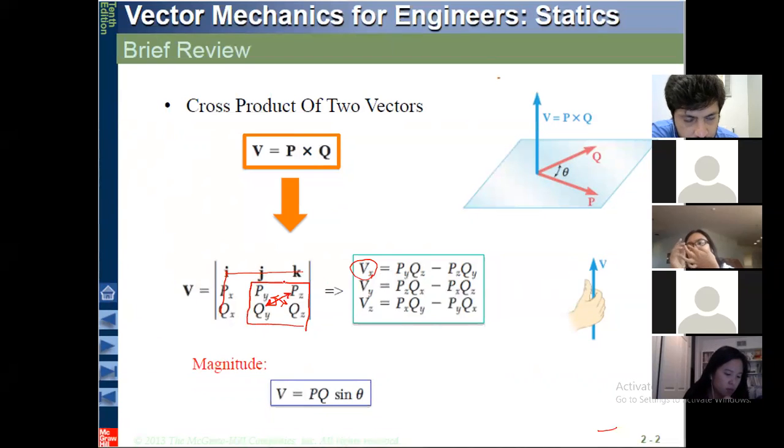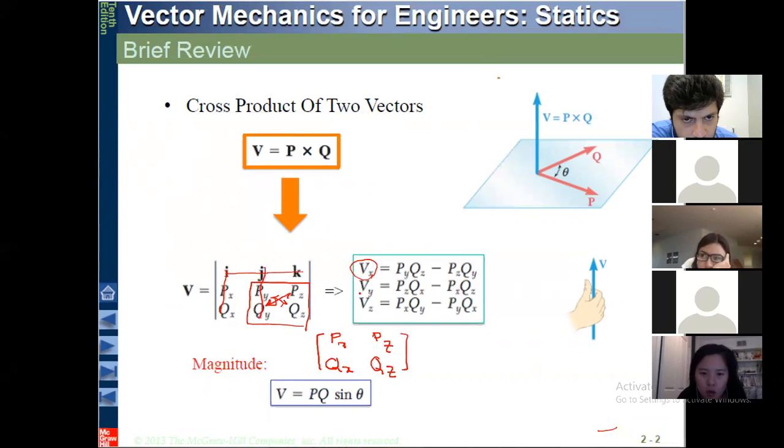And then you can do the same for Vy. You cross ijk and cross the second column, and then you're going to have a 2 by 2 matrix, which is Px, Pz, Qx, Qz. This is for Vy, and then multiply Px by Qz and subtract Pz Qx, and this is Vy.